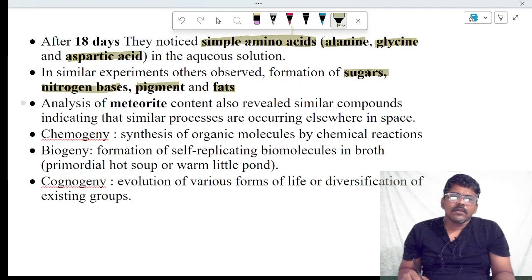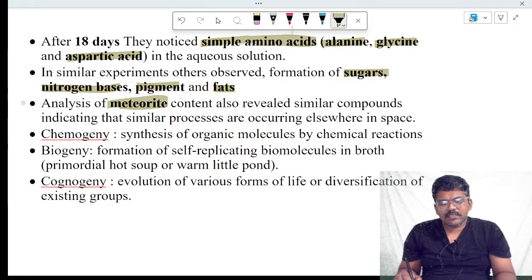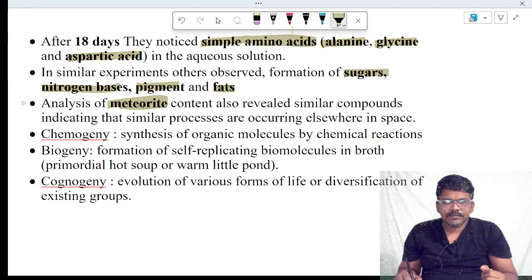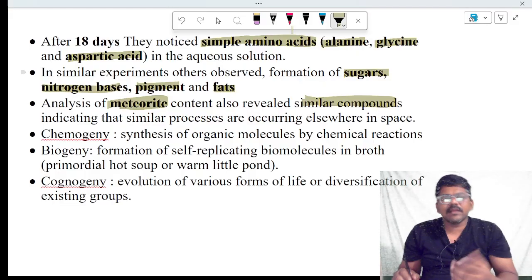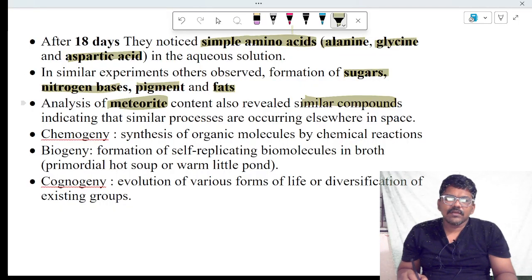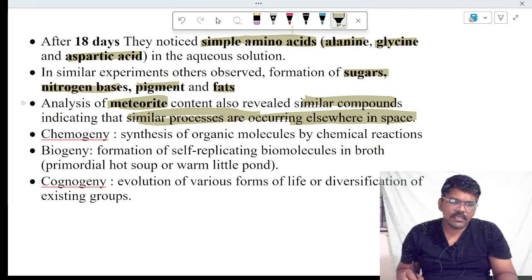Next, analysis of meteorites. Meteorites are stones that come from the universe. When we analyze the meteorites that come to the Earth, we find compounds similar to the organic molecules formed on primitive Earth. Based on that, we can understand that similar processes to what happened on Earth also happen in other places in the universe.